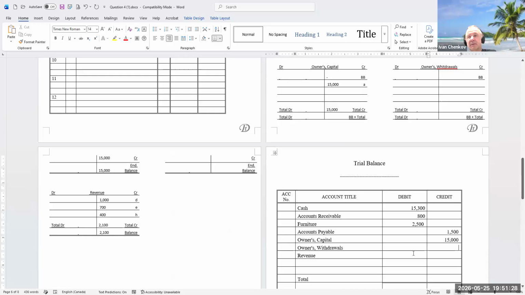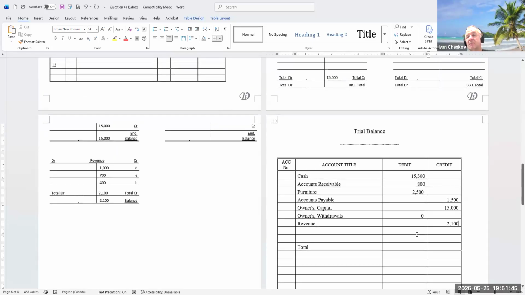Withdrawals, there's no withdrawals. That will be clearly zero. And the last account left is the revenue, which is on the credit side. So for the revenue, we're gonna put here $2,100.